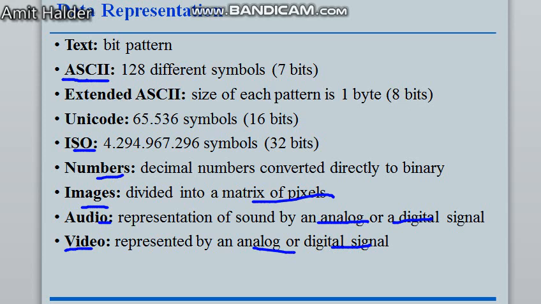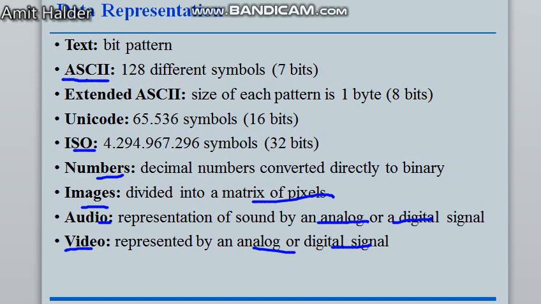So these are the things. ASCII is 128 different symbols with 7 bits, and extended ASCII has a pattern size of 1 byte. Unicode has 65,536 symbols, that is 16 bits. So these are the data representation.